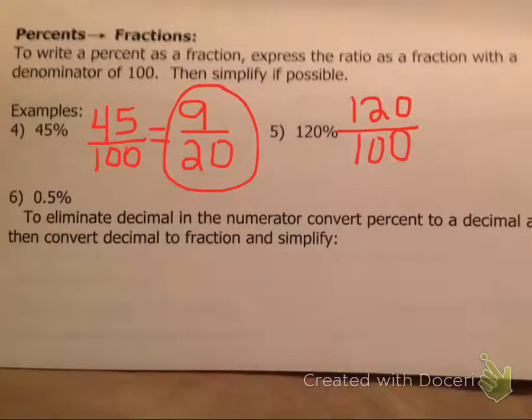120 over 100. You write it as a ratio over 100, and then you simplify. Here's a quick way to simplify: when you have two zeros like that, they kind of cancel out. Now I have 12 and 10. It simplifies a little bit faster.